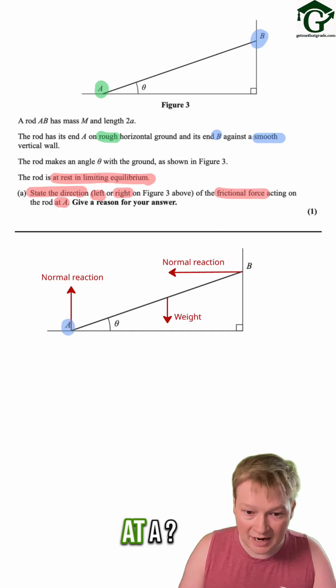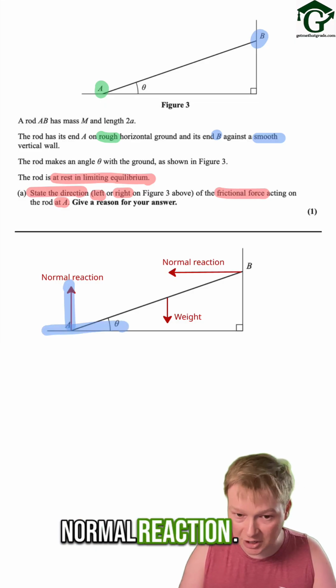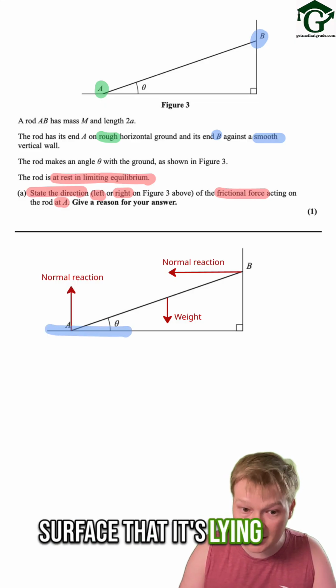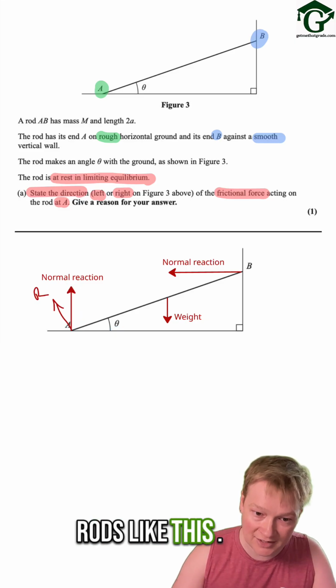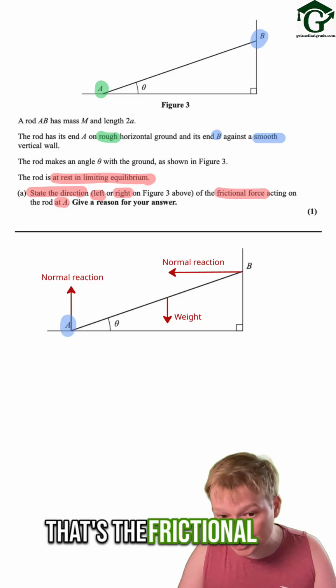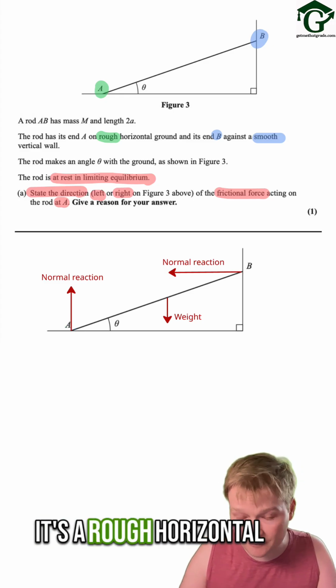What about the forces at A? Well, it's resting on a rough ground. So we're going to have a normal reaction. That's going to be normal again to the surface that it's lying on. Normal to the ground. Be careful, not normal to the rod like this, no. But there's going to be another force at A. That's the frictional force. How do we know there's friction there? Because of the word rough in the question. It's a rough horizontal ground.